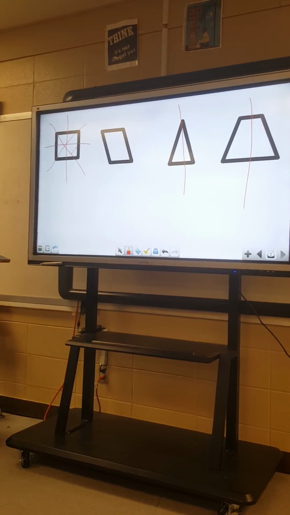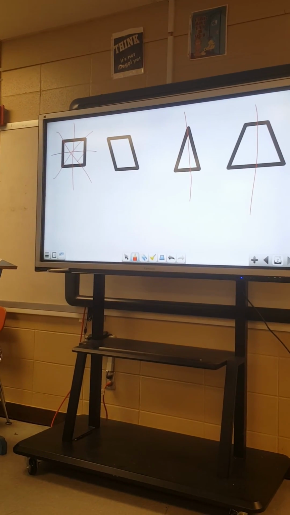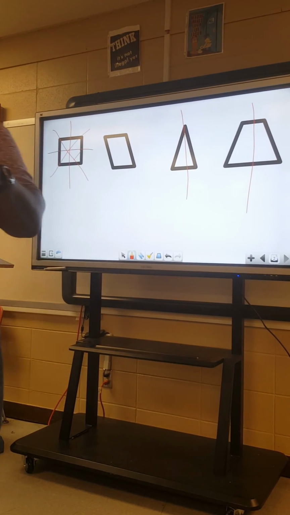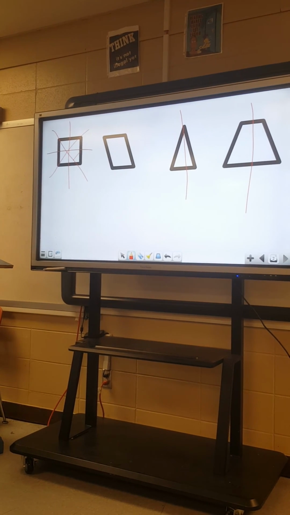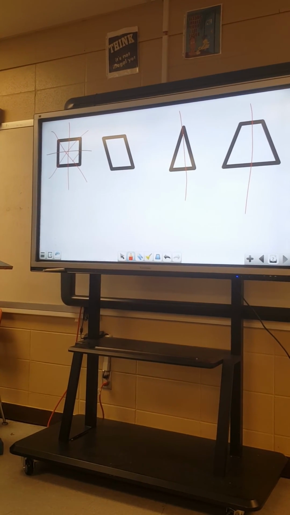So if I cut it, whatever's on the left side is going to be the same as what's on the right. All right? Any other questions? Anything I need to clear up? Anybody got any questions?